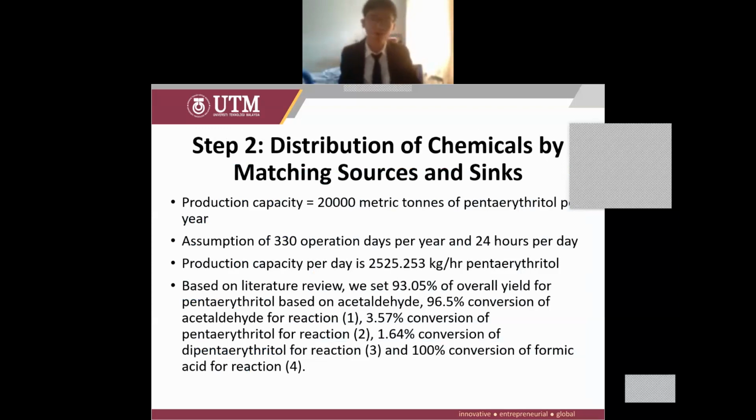Step 2 is to determine the amount of feed stream and recycle stream. With the assumption of 330 days operation and 24 hours per day, the production capacity is about 2525 kg per hour. Based on the literature review, the specification of reaction are stated as below and in the process description, with the overall yield of 93.05% for pentaerythritol based on acetaldehyde. Next.